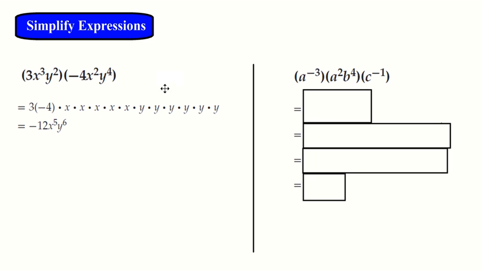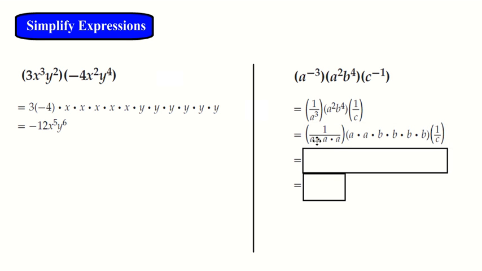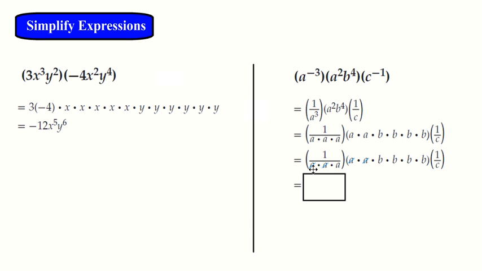Over here on the right, rearranging those, a to the minus 3 is 1 over a to the 3, and c to the minus 1 is 1 over c, so those two will be in the denominators, but then we can simplify here. We have 1 over a times a squared is a times a, and then we have 4 b's, then we have 1 over c. Well, 2 of these a's will cancel with 2 of the a's in the denominator here. You see those lines in blue? And then we'll be left with an a in the denominator and a c in the denominator. So the b's will stay in the numerator, so we have b to the fourth divided by a times c.